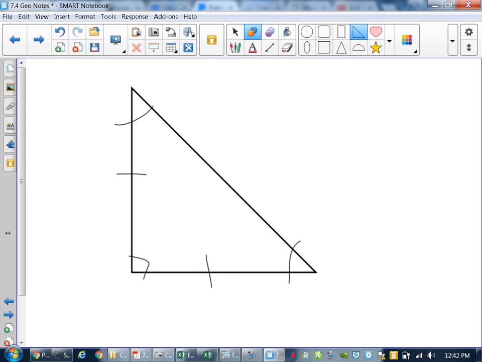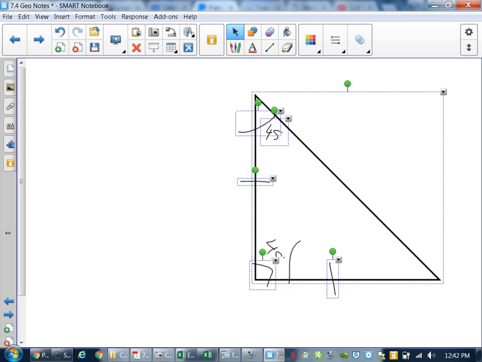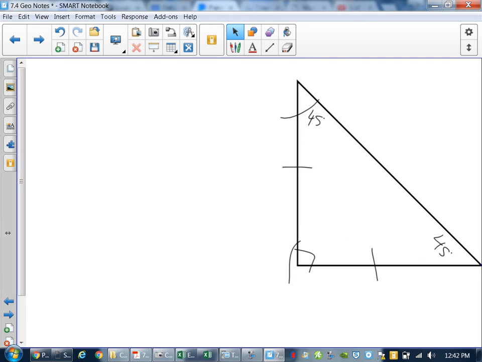What do those two base angles measure? 90? I couldn't hear you. The top one and the bottom one. Yeah, they both make 90 together, and they're the same, so what do they both measure? 45s. Yeah, these two are the same, but they both measure 45. This is where the term 45-45-90 comes into play.